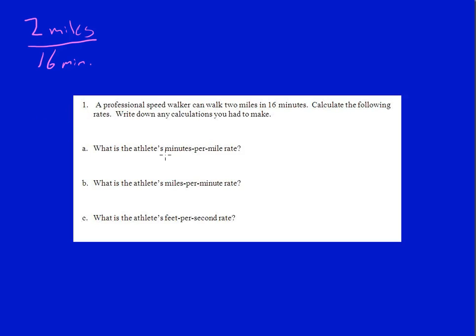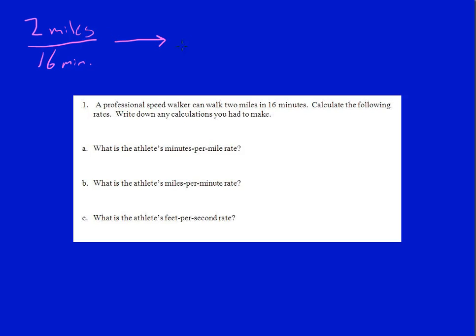And that's the first thing that it asks us to do, calculate the following rates. What is the athlete's minutes per mile rate? So how many minutes does it take to go 1 mile, essentially? So in this case, we have our unit rate. Our unit is supposed to be the mile. Minutes, plural, per mile, singular. So its mile is going to be 1. And anytime we want to turn something into 1, we want to put that in the denominator. So I'm going to flip this rate around.